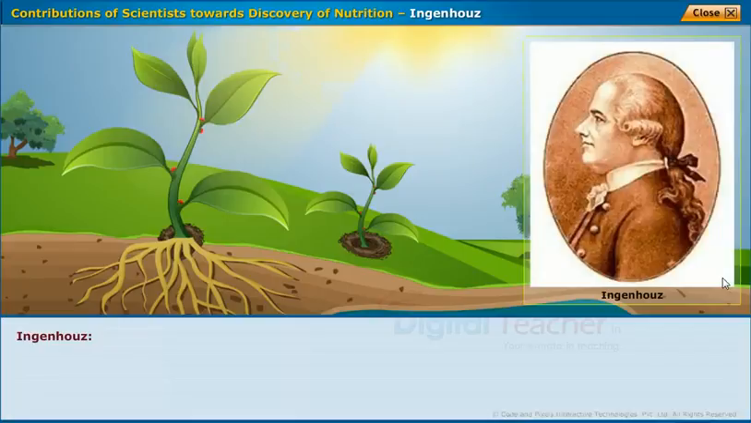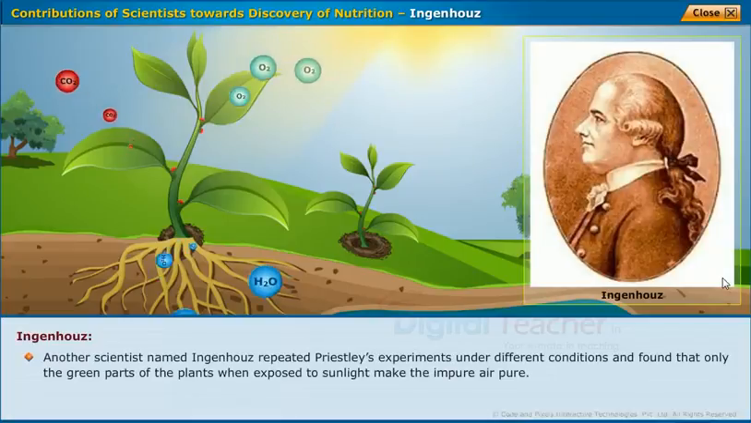Another scientist named Ingenhousz repeated Priestley's experiments under different conditions and found that only the green parts of the plants, when exposed to sunlight, make the impure air pure.